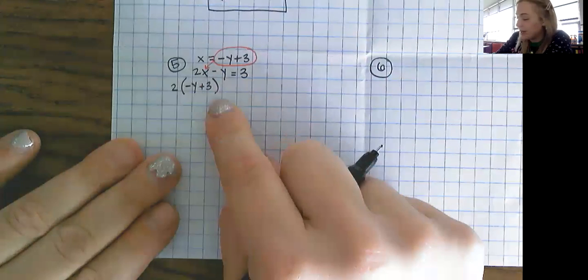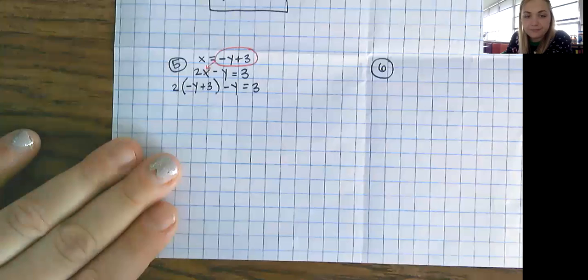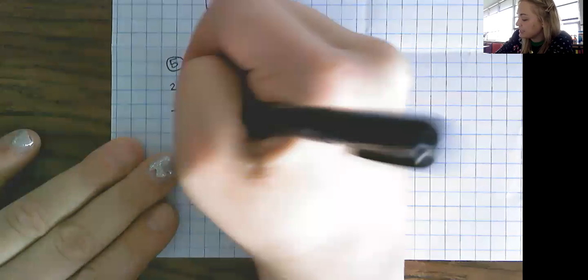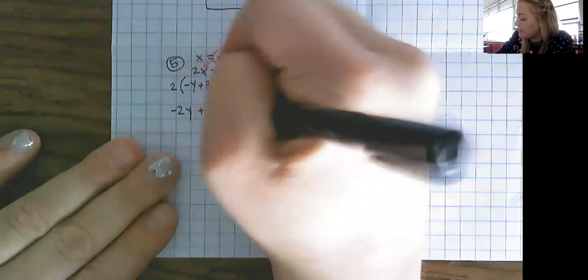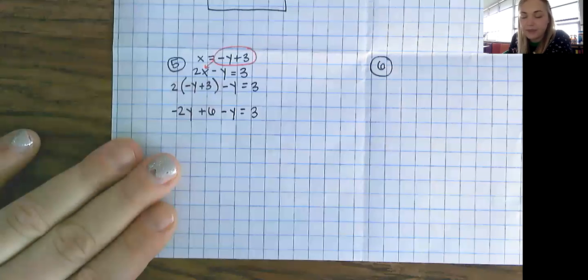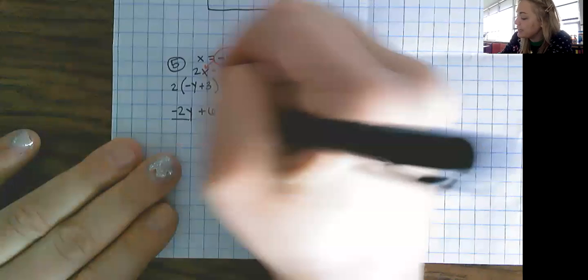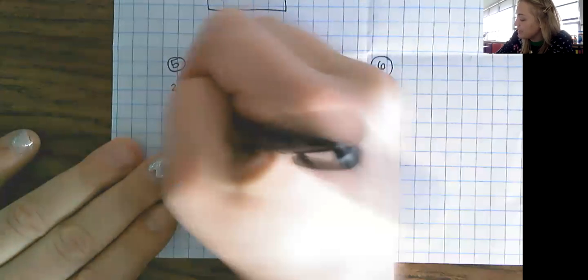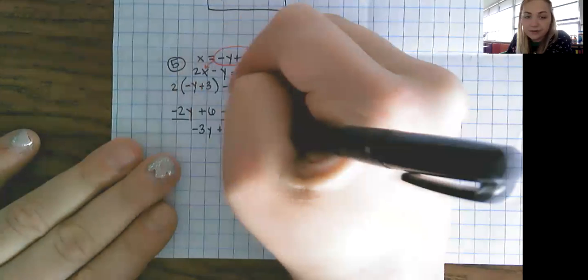Okay, well, after the 2x, we had our minus y equals 3. All right, I need to distribute here. I've got 2 times negative y is negative 2y. 2 times 3 is positive 6. Minus y equals 3. I can combine some like terms here. Negative 2y minus y is negative 3y plus 6 equals 3.